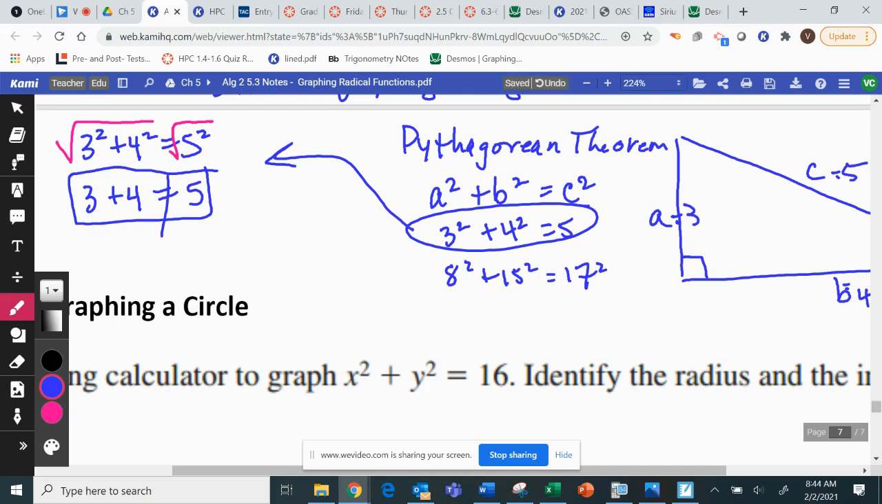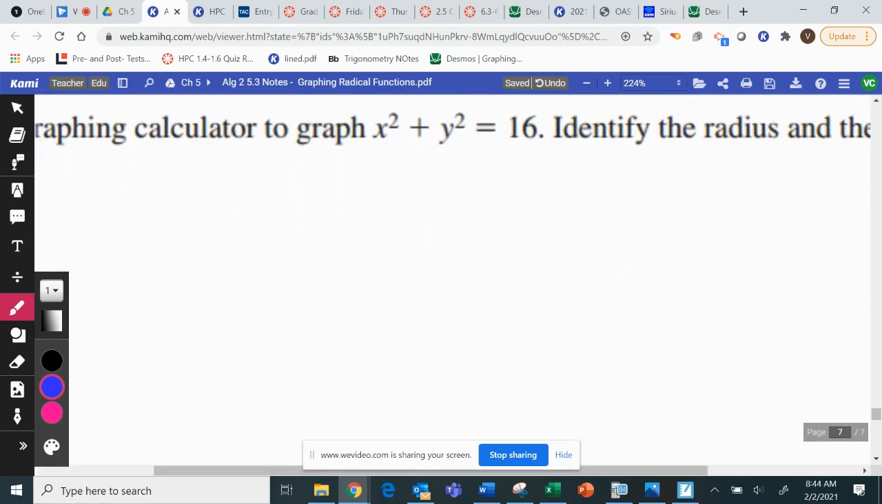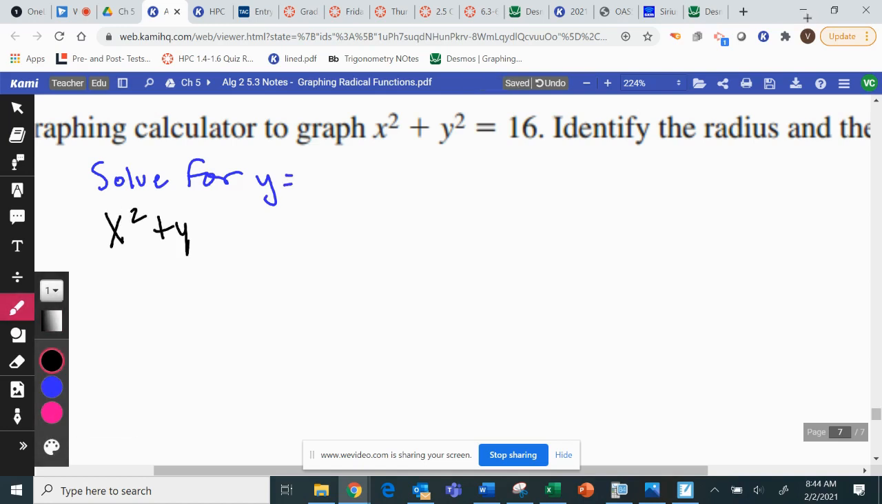Okay, now let's move on to what we're doing. Why is she doing all that? We've got x squared plus y squared equals 16, and we're going to solve for y so we can plug it in our calculator. This is an equation of a circle. So I'm going to take away x squared from both sides.